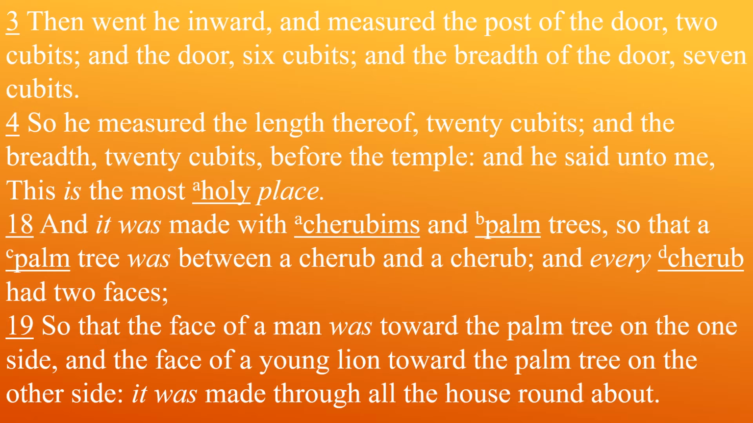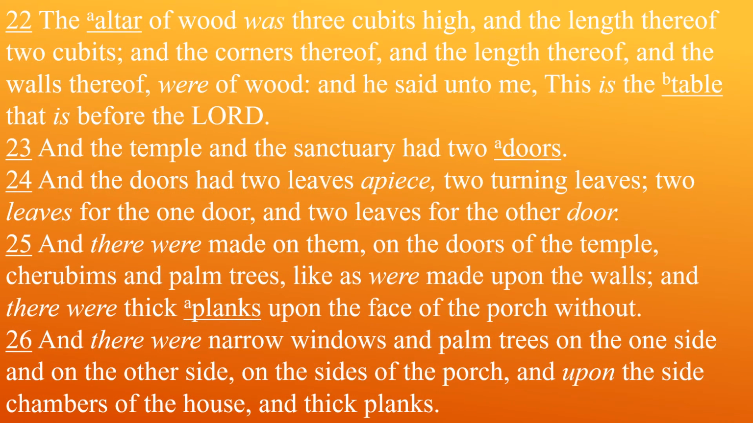Mentions in verse 18, for example, and it was made with cherubims and palm trees, so that a palm tree was between a cherub, and every cherub had 2 faces, and the face of a man was toward the palm tree on the one side, and the face of a young lion toward the palm tree on the other side. So this is very detailed as far as how this is going to look.